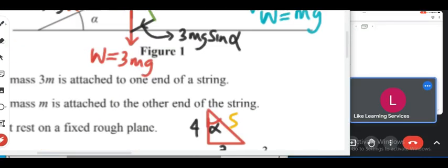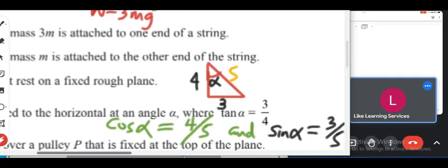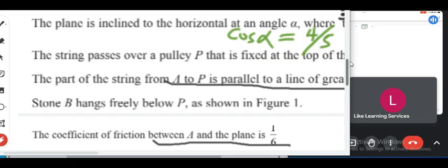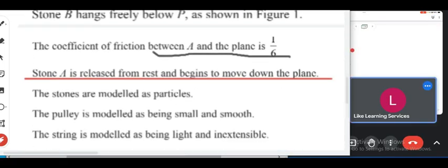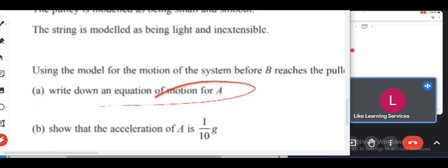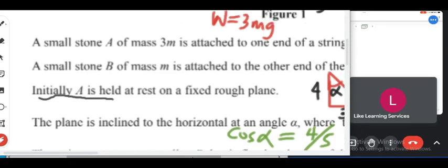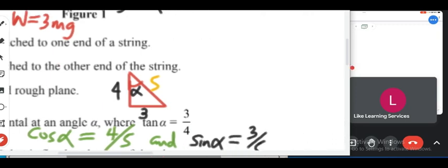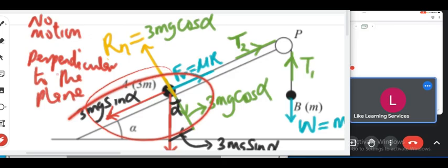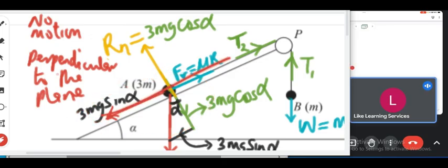What did they say we should find? What's the first question? They said write down an equation of motion for A. Right? Write an equation of motion for A. Where is A? An equation of motion for A, okay. Is here. So what are the forces in the direction of motion? Go ahead.